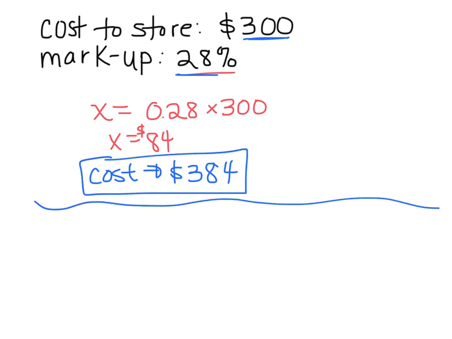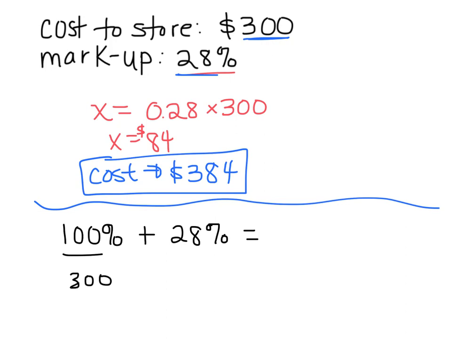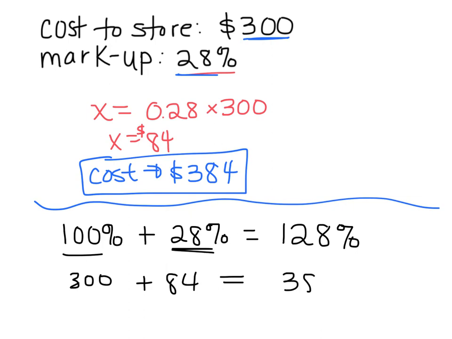Now, I just want to show you guys real quick another way to think about this. If I'm thinking about this as a customer, I'm paying 100% of what the store pays, plus I have to pay an extra 28% of the price. So really, what percent am I paying? Well, let's think about it. I'm paying 100% of what the store paid. That was the $300. Plus, I'm paying an extra 28%, which is that $84. Really, that total percent I'm paying is 128%. I'm paying over 100% of the price. Okay, and that ends up being that $384.